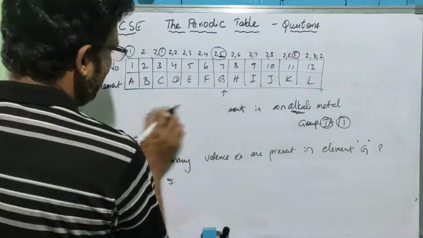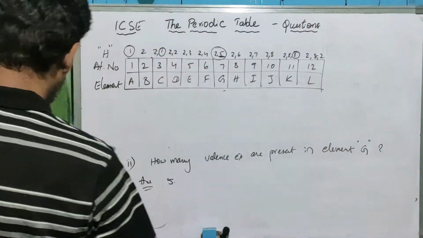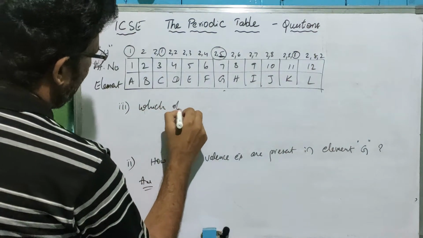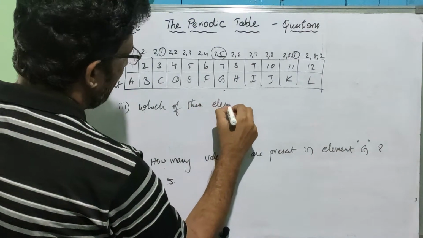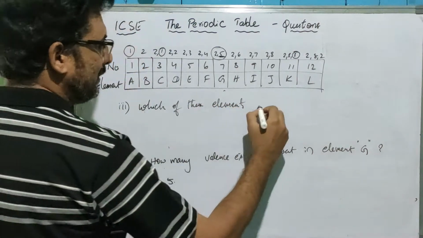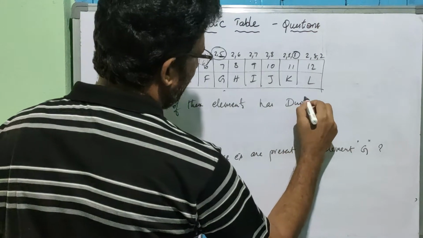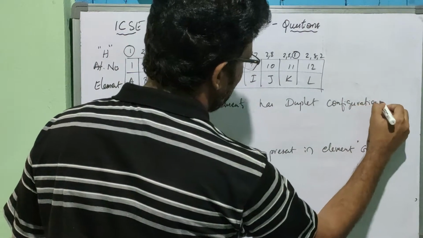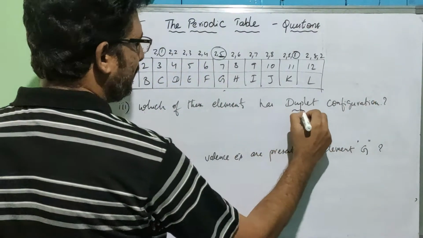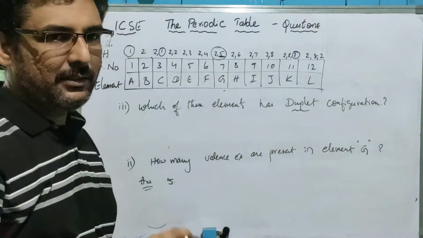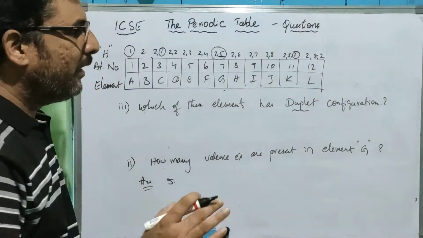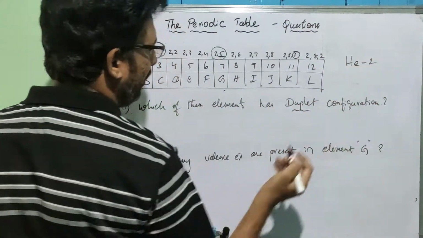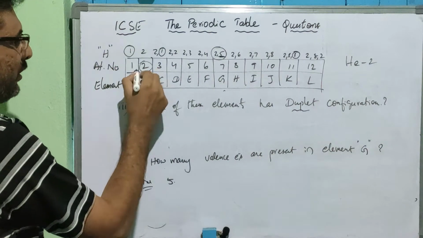Okay, so let's see another example, another question. Which of these elements has duplet configuration? Okay, so this duplet configuration is possessed by helium atom or helium element. Okay, so now we all know that helium's atomic number is 2. So now where is the helium? So atomic number 2. So this is helium.